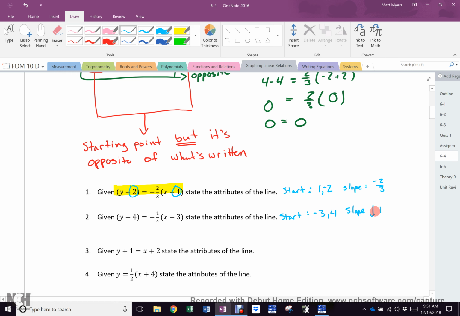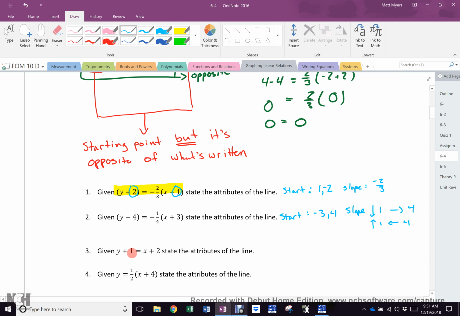Down and left would be a positive slope. Go right. Down 1 and right 4. What if I went up 1? Then I would go left 4. Does everybody understand? So I could go down 1 and right 4 or up 1 and left 4. As long as the two directions are opposite, you're going to get a negative slope.